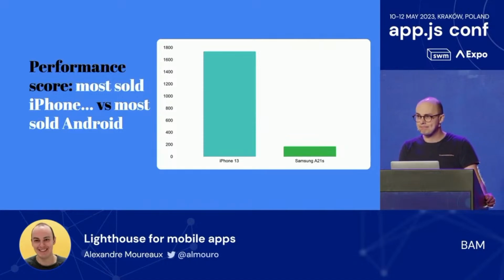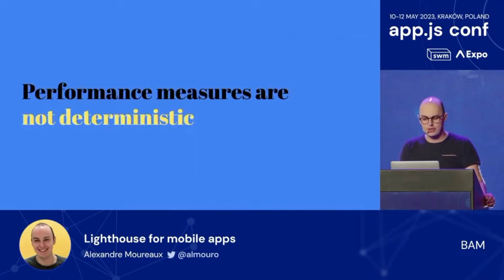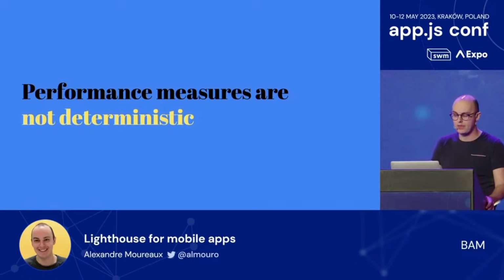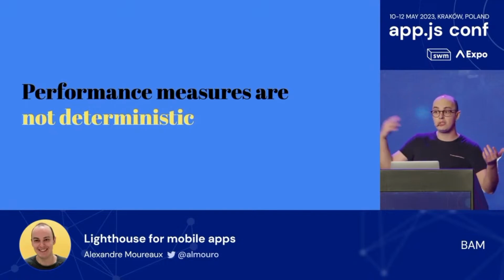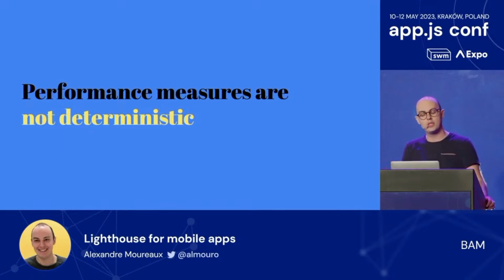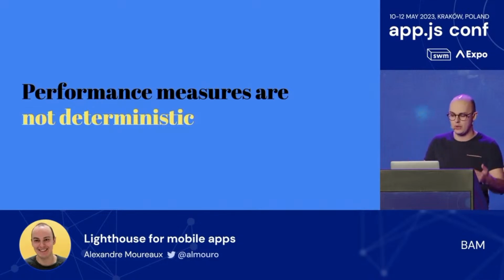All right, but if you were here last year, you know that I talked about one thing, and this is the fact that performance measures are not deterministic. So, if you measure your app startup time, maybe at some point it's going to be 4 seconds, and the next time it's going to be 3.9. And you'll be like, oh, I shaved off 0.1 second. Hey, maybe it's just randomness. You don't really know that.